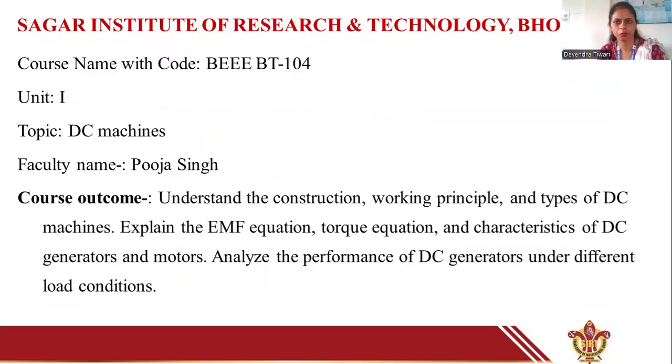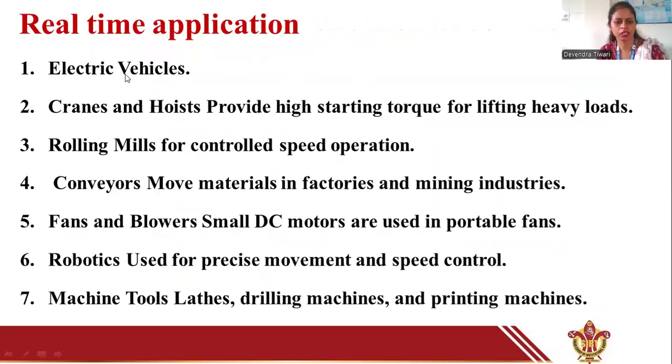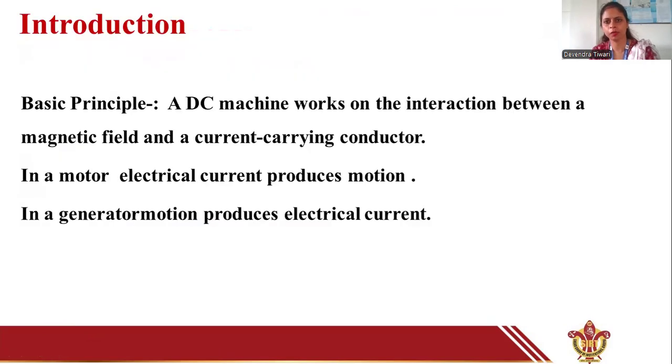Today I'm going to present my presentation on DC machine, and this is generally a subject from BEEE. It has real-life applications: we can use it in EV, also in crane, rolling mills, conveyors, fans and blowers in the form of small DC machines and portable fans. In robotics, we can also use speed control, and in lathe machines, drilling machines, and printing machines, we are also using DC machines.